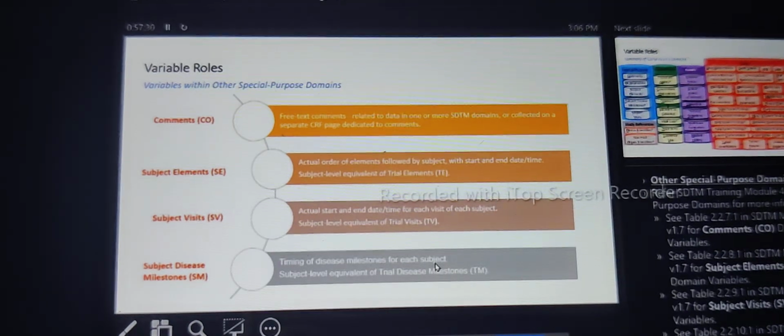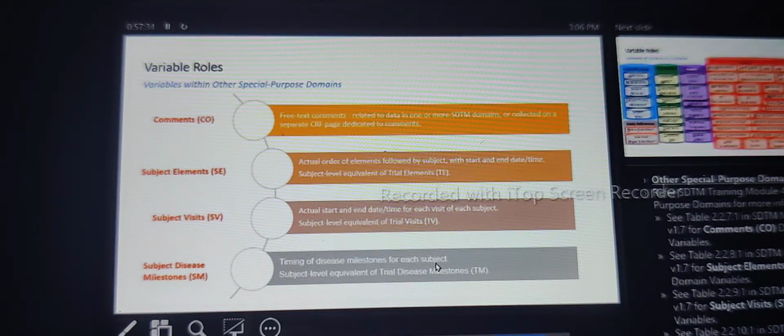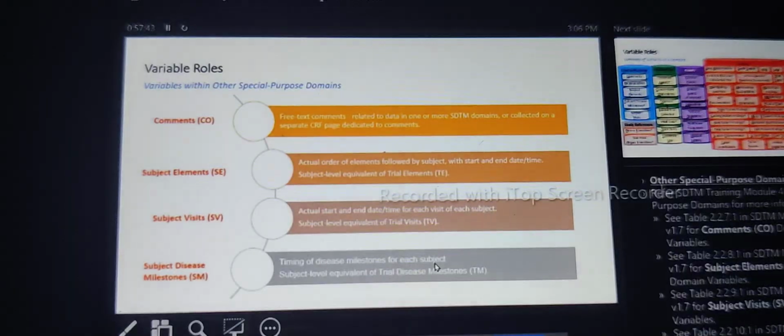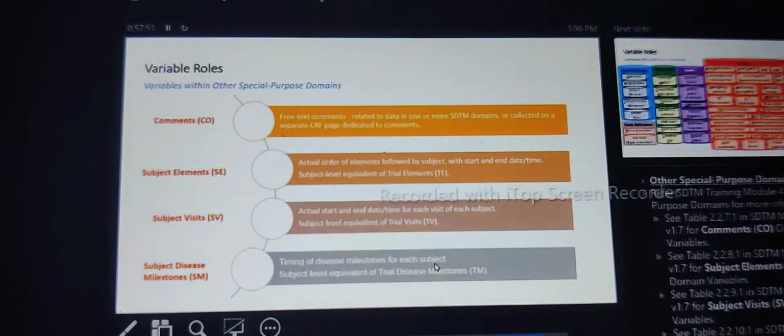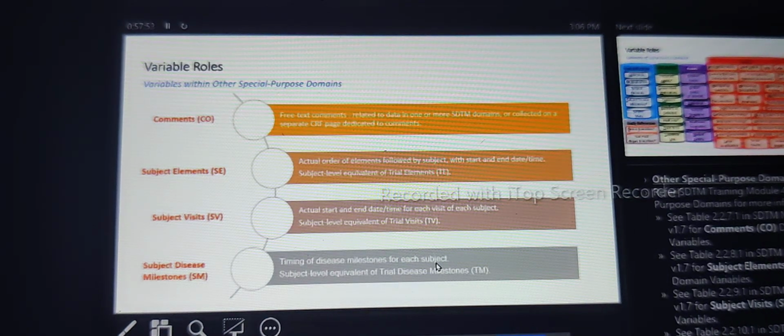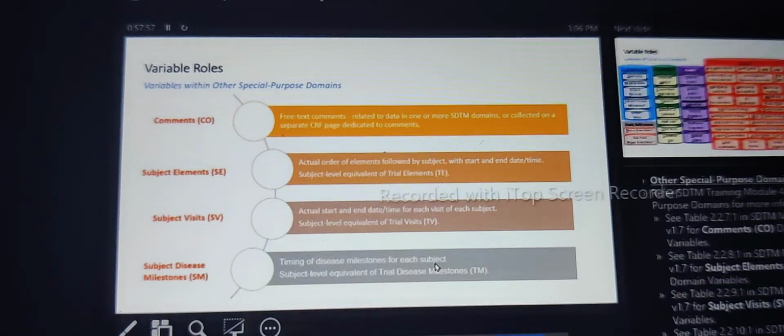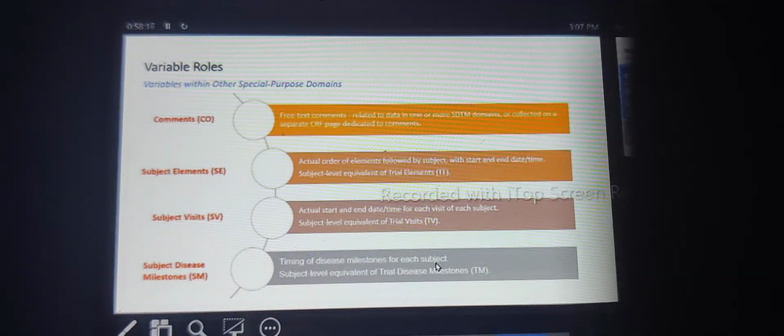Okay, the subject elements. The elements are again a lengthy thing to discuss. First of all, when we are talking about the elements, you should understand the particular clinical trial design, the actual order of the elements, and then the start and end time, and the subject level duration of the trial elements. We can identify the trial elements easily, but when it comes to the subject level elements, the big challenge is the start rules and end rules, how we can find them. That is the important thing. So that we will discuss when we write a program for the subject element domain, I'll explain clearly.